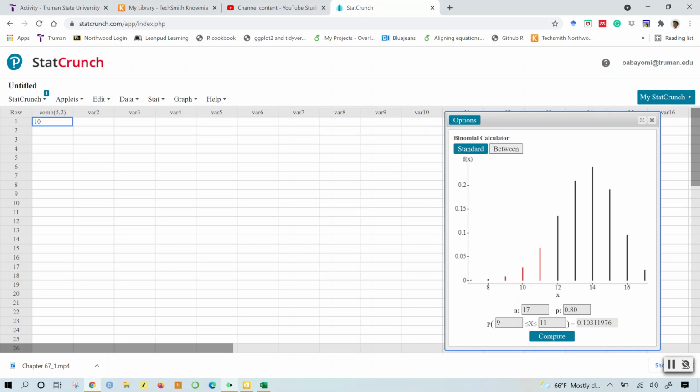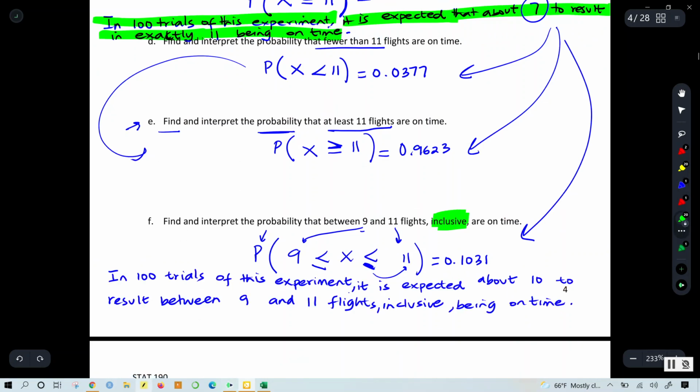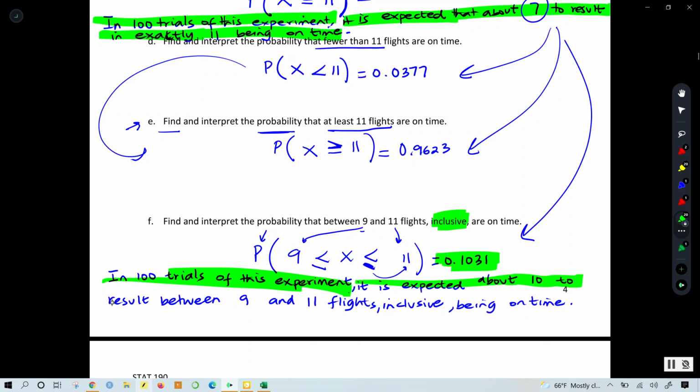So I'm going to write that down. And here I have that probability. So how do we interpret this? As it stands, this means that if I multiply 0.1031 by 100, I'll get approximately 10.31, which rounds down to a whole number of 10. So this means that in 100 trials of this experiment, it is expected that about 10 of these trials will result between 9 and 11 flights inclusive being on time.